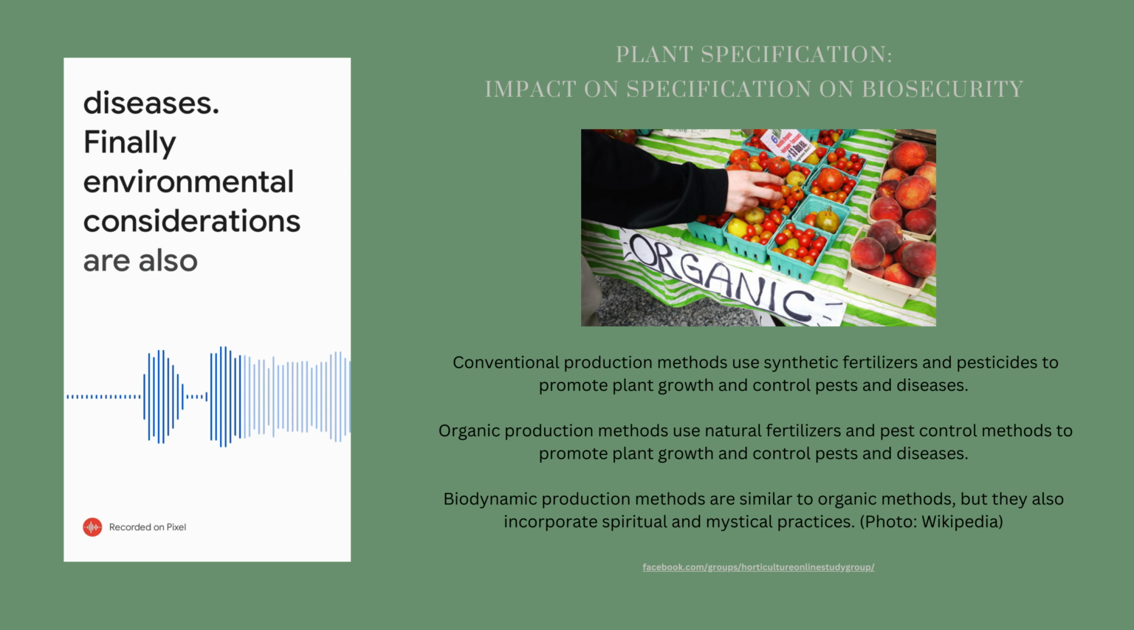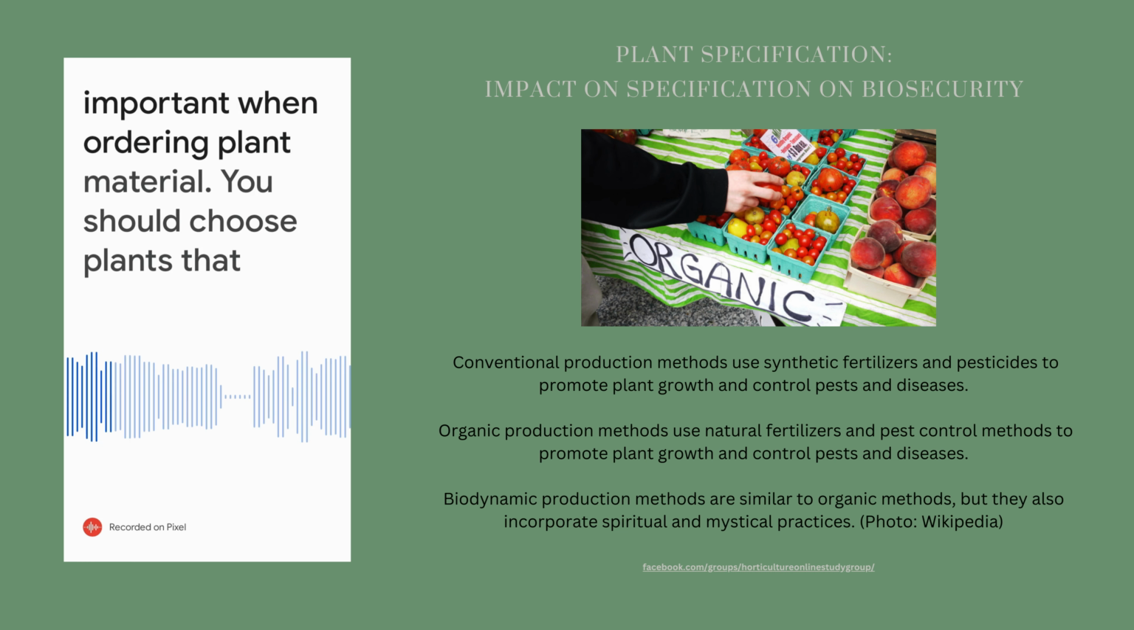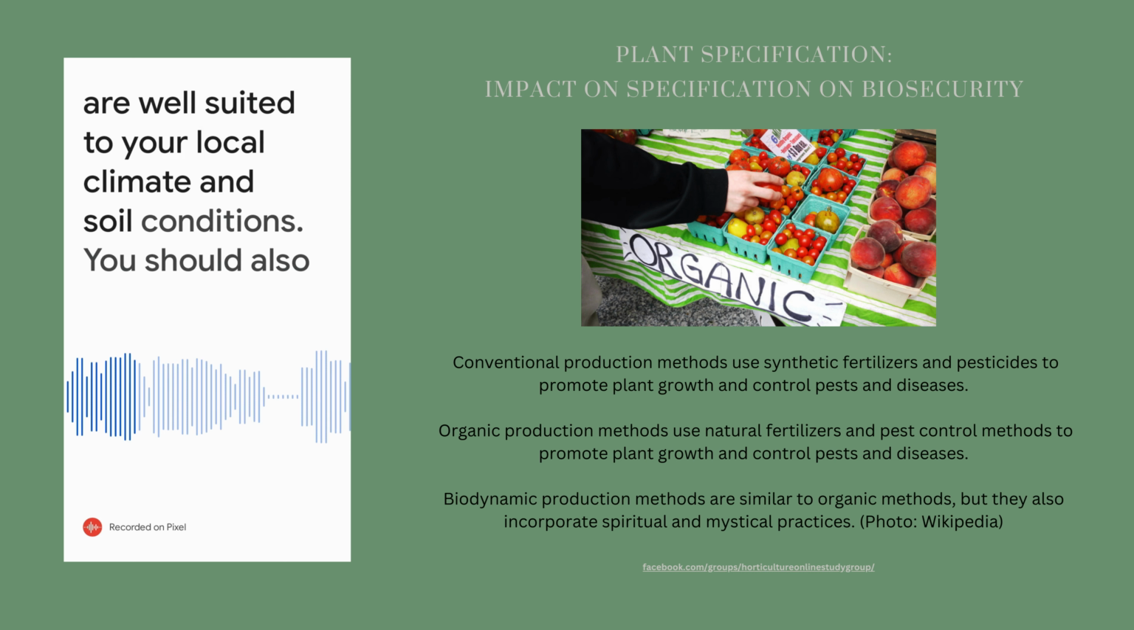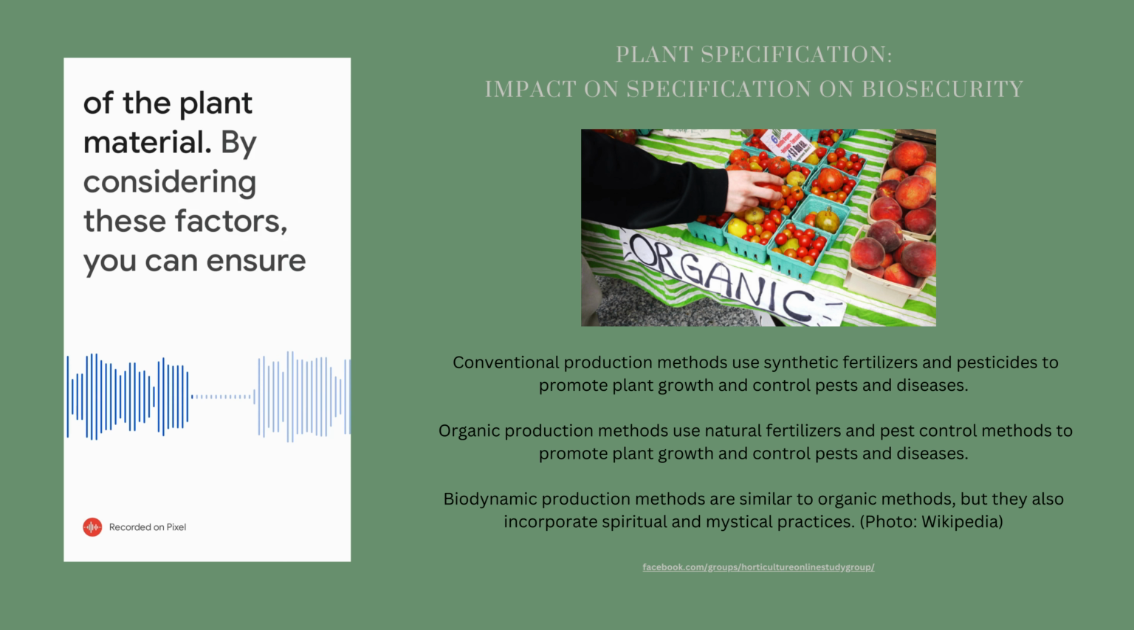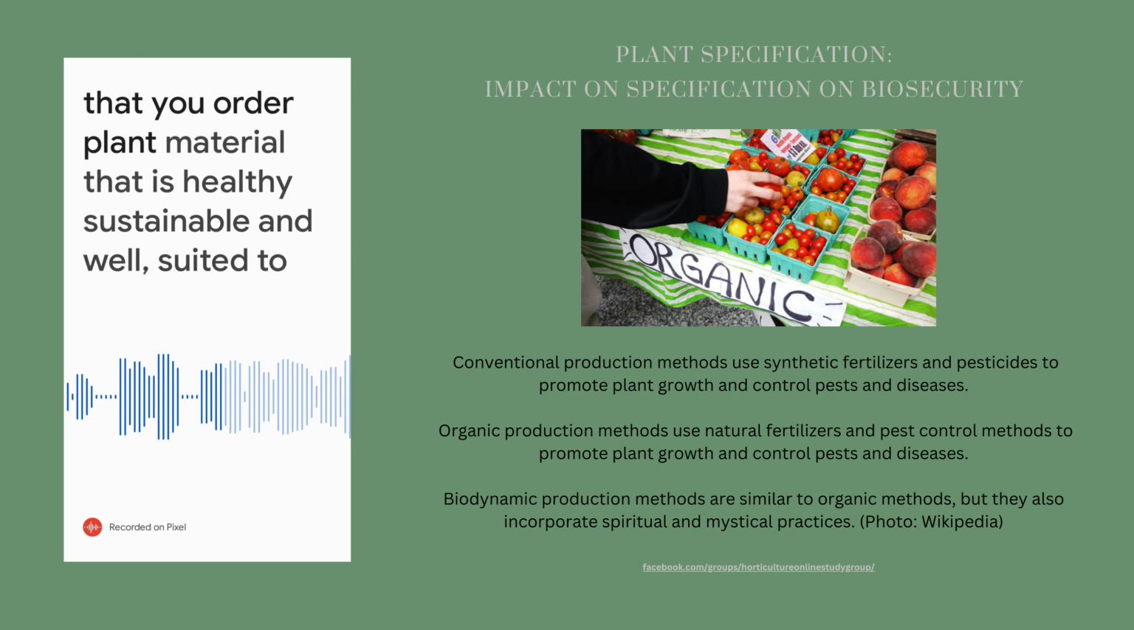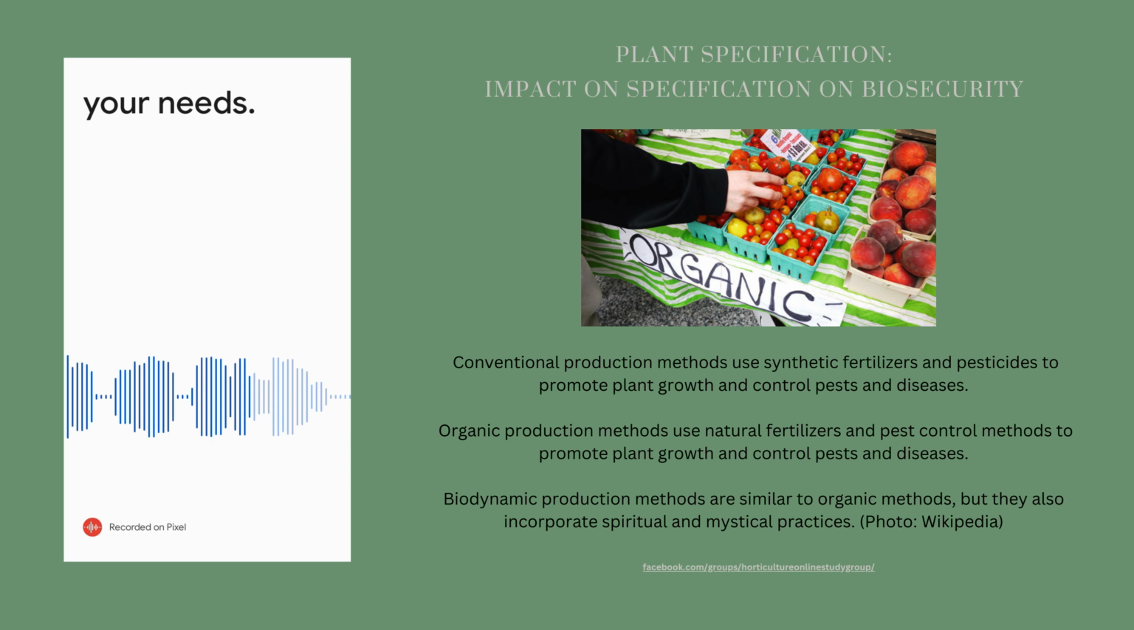Finally, environmental considerations are also important when ordering plant material. You should choose plants that are well suited to your local climate and soil conditions. You should also consider the environmental impact of the production and transportation of the plant material. By considering these factors, you can ensure that you order plant material that is healthy, sustainable, and well suited to your needs.